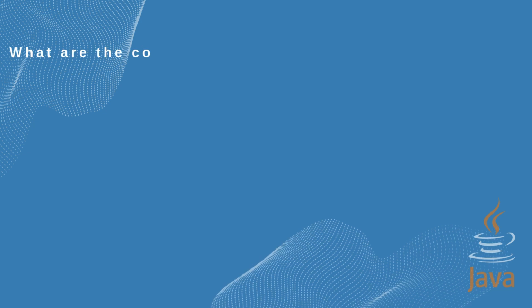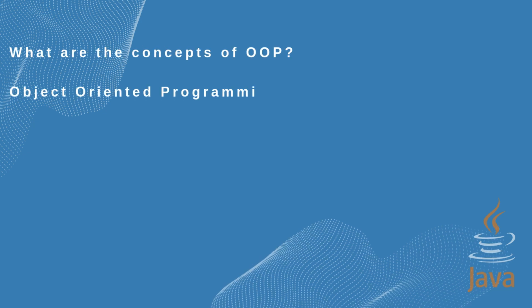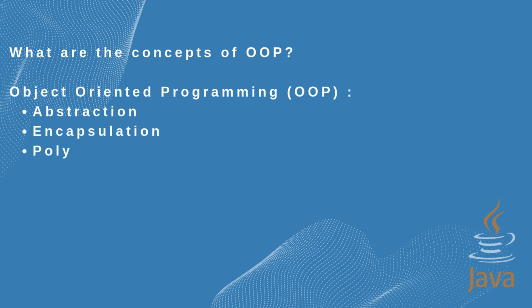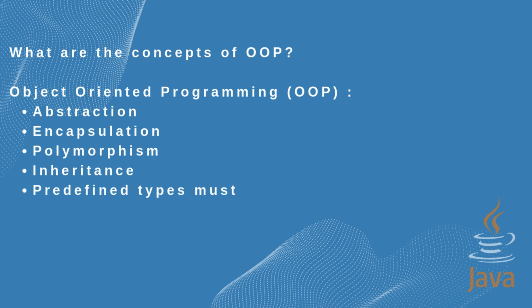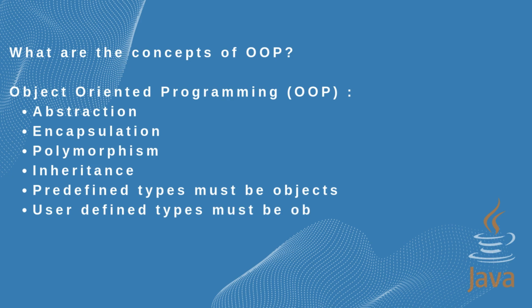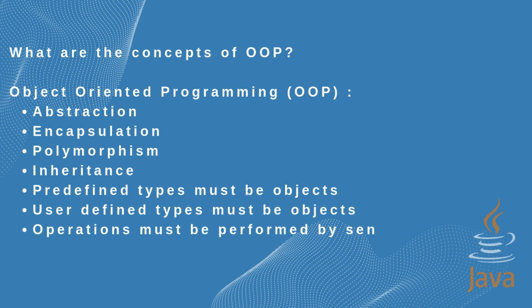What are the concepts of OOP? Object-oriented programming, OOP, includes 1. Abstraction. 2. Encapsulation. 3. Polymorphism. 4. Inheritance. 5. Predefined types must be objects. 6. User-defined types must be objects. 7. Operations must be performed by sending messages to objects.